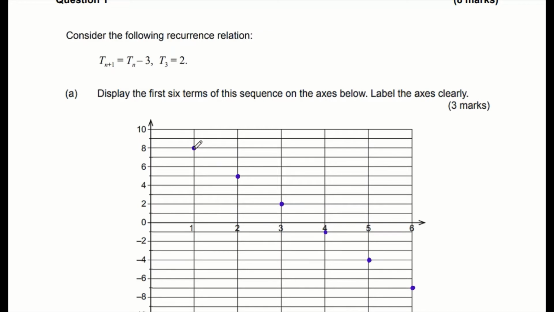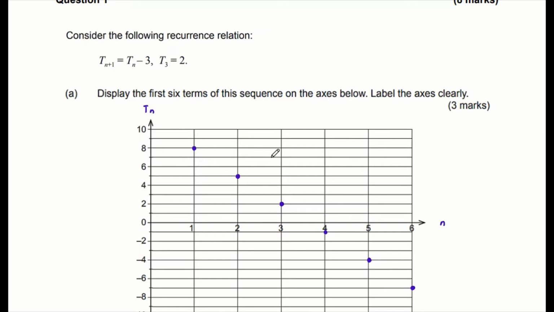After you have shown all this, you should realize that it will give you a straight line. So that's basically the part for number 1a. The question also wants you to label the axes clearly. In this case, the number of terms will be labeled as n. This is our nth term, right? So that's why it's going to be Tn. Alright, so this is how you show it.